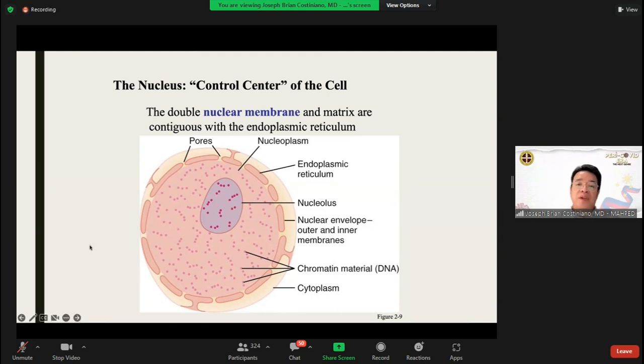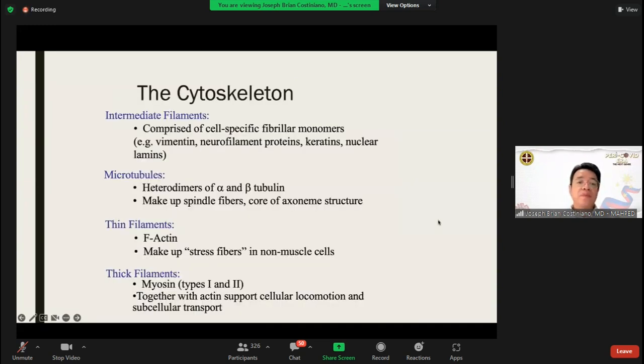Your nuclear membrane has a lot of pores in which substances can go in and out of the nucleus, therefore triggering, for example, DNA control mechanisms. So it can turn on or turn off some DNA controllers within the nucleus. Okay, let's talk about the cytoskeleton.